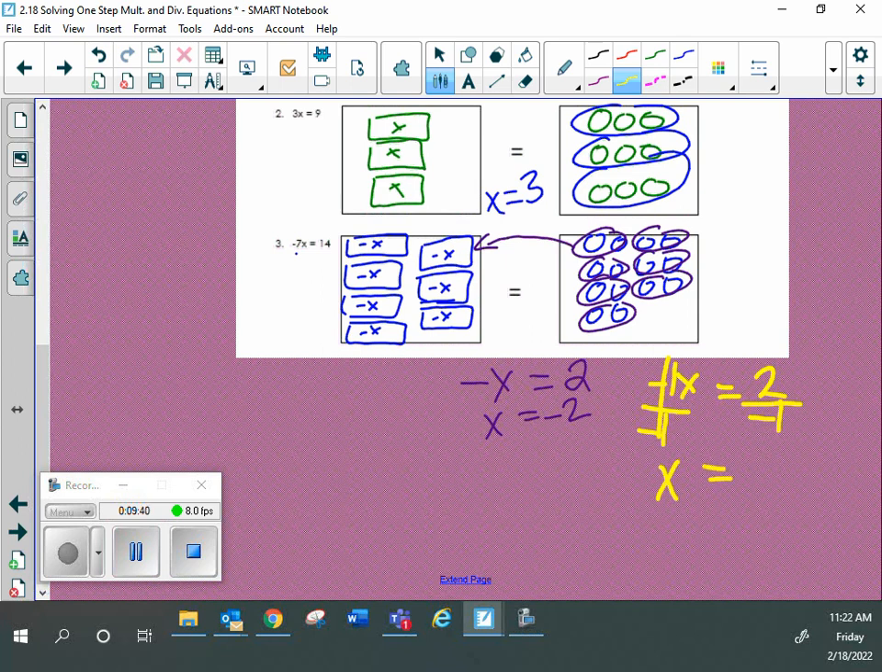Exactly. Over here, 2 divided by negative 1. Signs are different, so negative wins it. And 2 divided by 1 is?